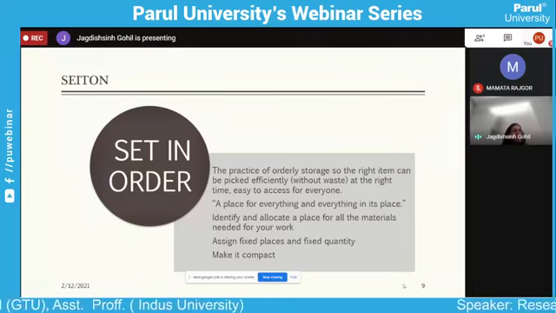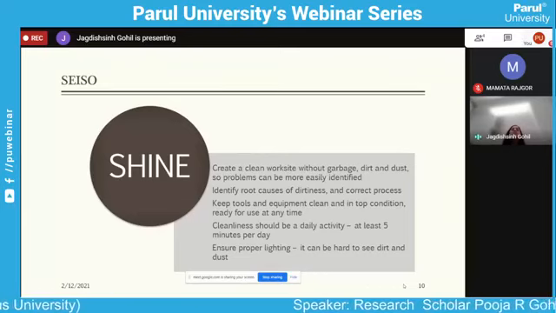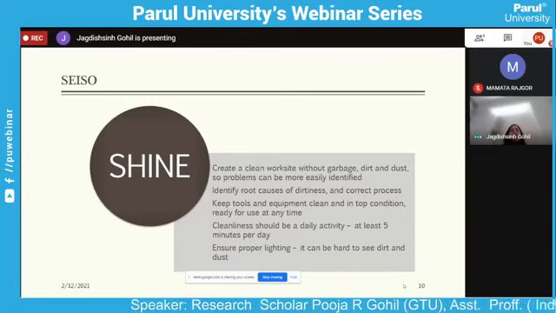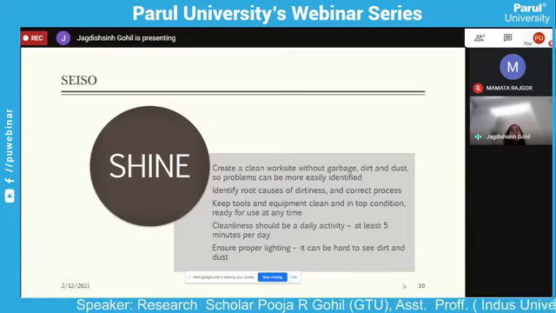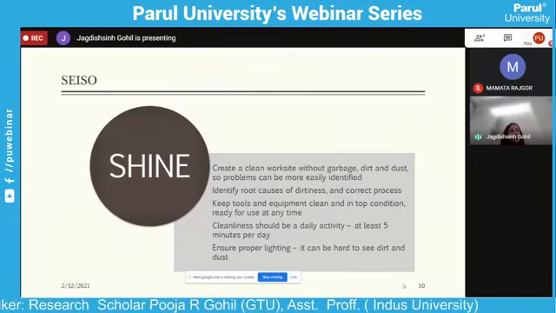That's the second point. Third point, once we are done with this, we are not ending over here. We have to create a clean work site as much as possible. Remove your dirt, dust, garbage so that problems can be easily identified, right? Dusting is to be done. We should keep our place clean, neat. We should keep garbage in the dustbin rather than spreading it over the floor.